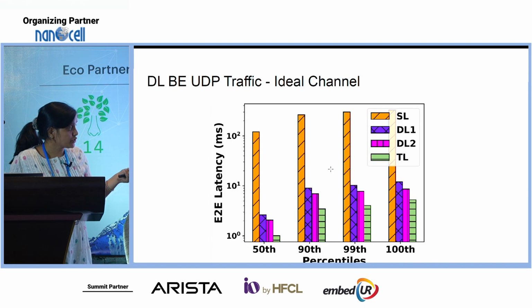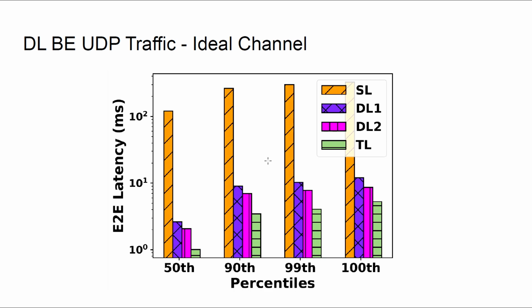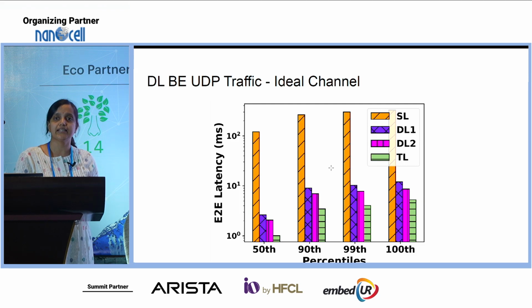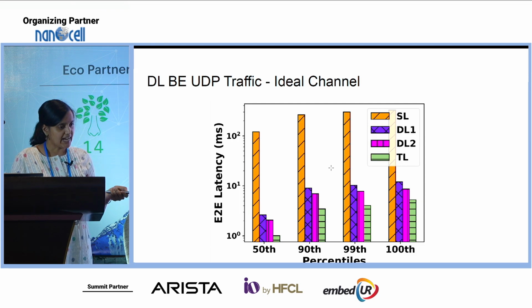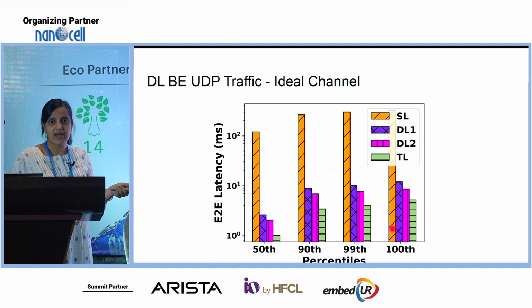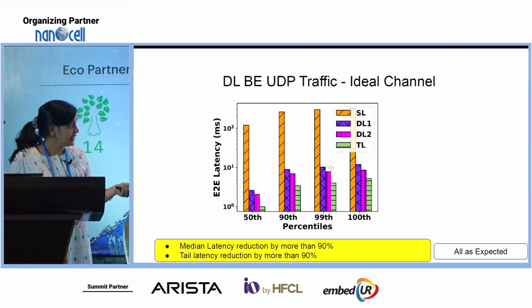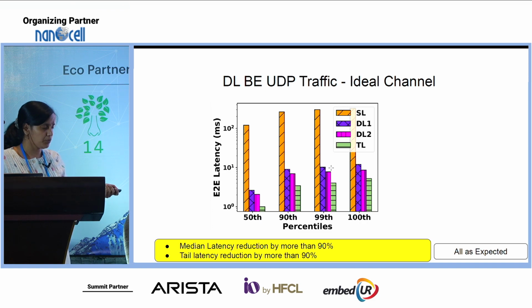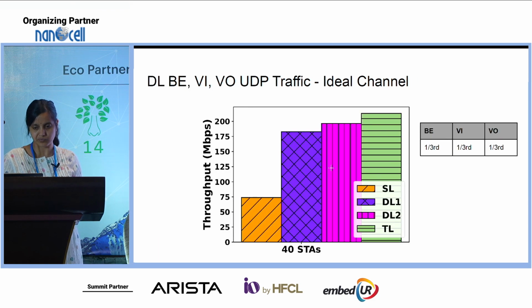Now let us see in terms of latency. Let us again get used to this sort of plot. The y-axis plots end-to-end latency and the x-axis shows 50th, 90th, 99th and 100th percentile. While we talk about latency, we either talk about median or average, but I am going to talk about the latency distribution. We see the 50th percentile latency, single link versus multiple links. It is absolutely fantastic, it is reducing the latency. I have some numbers to back it up: median latency reduction by 90%, tail latency by about 90%, so everything as expected.